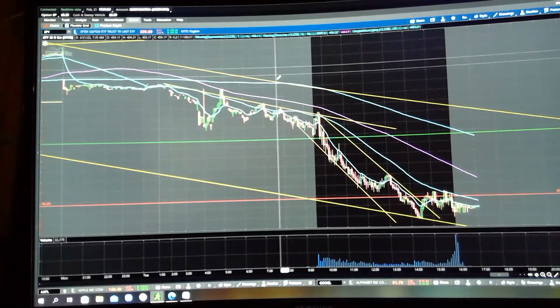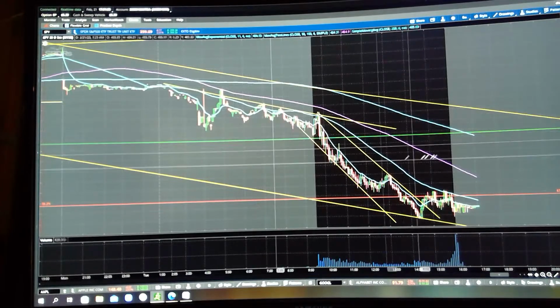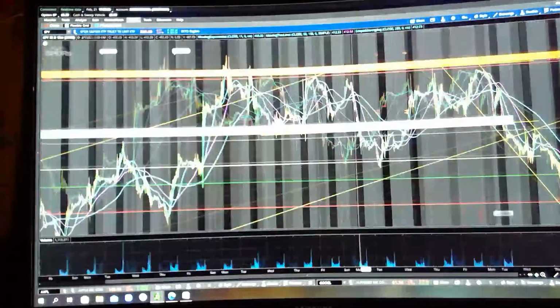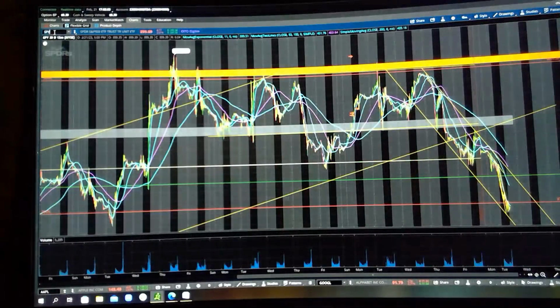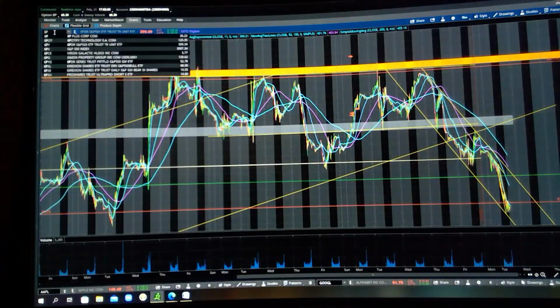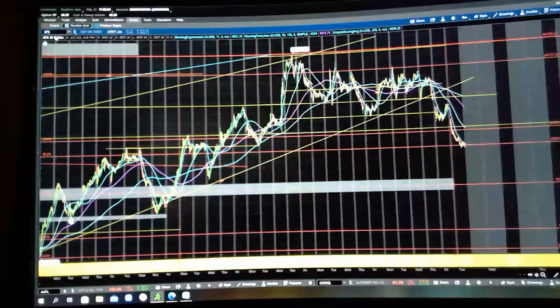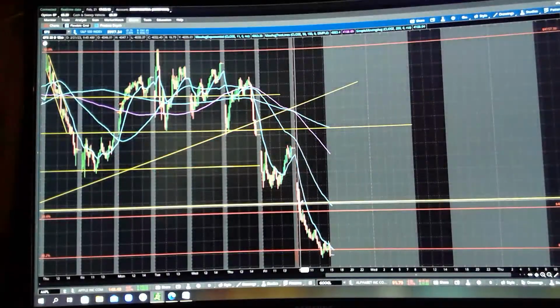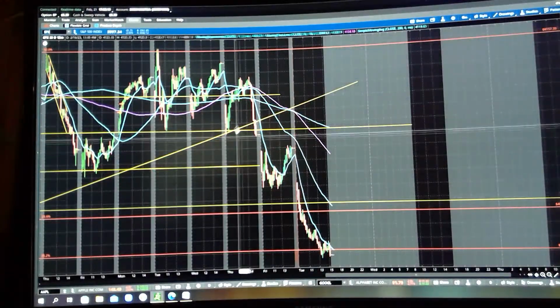If they were going to fill this gap, they would have bounced here as support. They gapped down and they opened beneath the support. So when we gap down beneath the support with no reaction of price bouncing, we see this huge gap down and continuation. So this is called a gap and go.